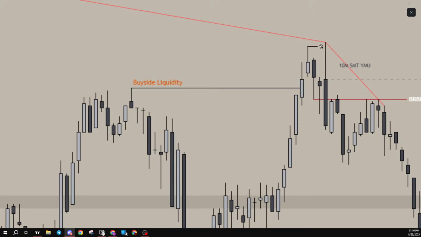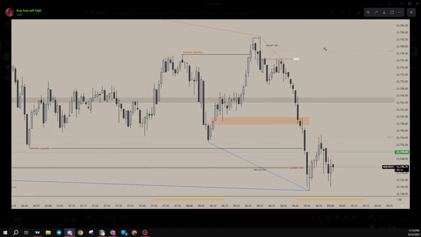What is that? The sharp ones among you. That is a 3 drives pattern. Now, a 3 drives pattern, it is a retail concept, but it works in ICT concepts as well. ICT teaches it. So a 3 drives pattern combined with an SMT is a super high probability reversal.